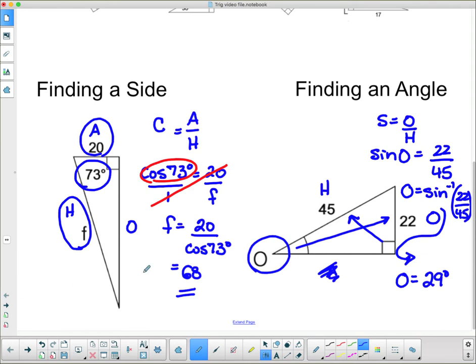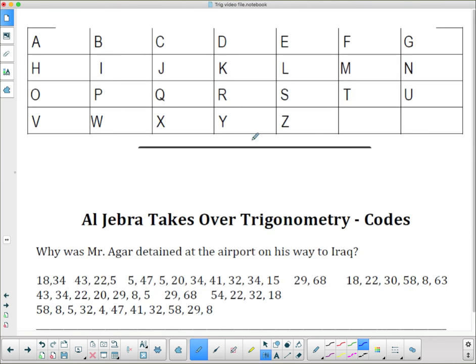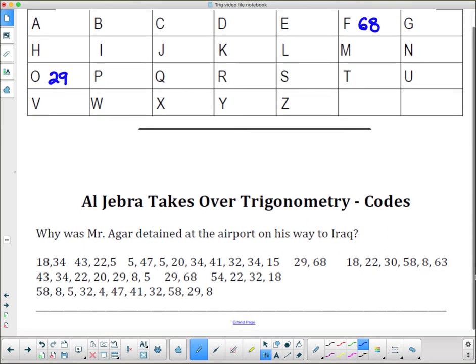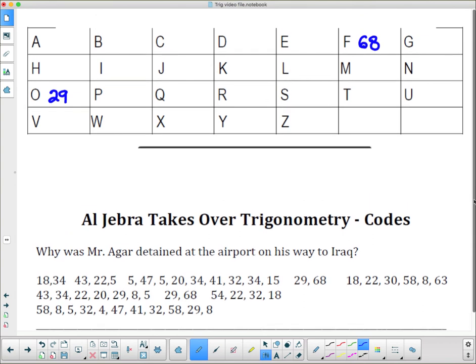Now at the bottom of your page, you are going to put in, see, this was F and this was O. So F is 68 and O is 29. So at the bottom of your page, you're going to write in F is 68 and O is 29. And then on your algebra page, you'll get it when the teacher that is there for me sees that you've filled all of these in and checks them out.